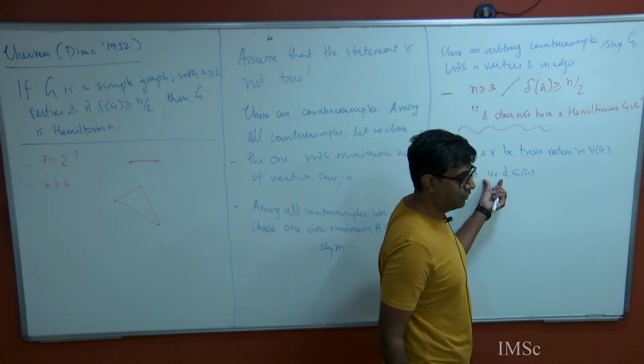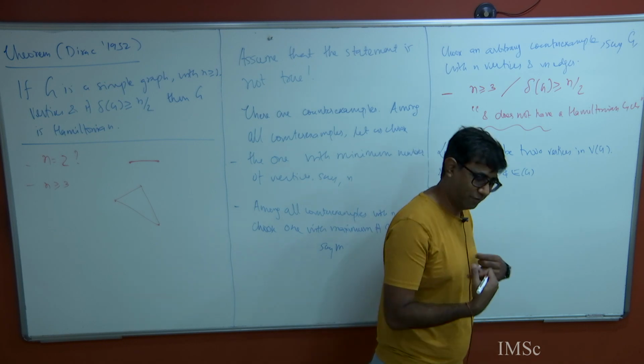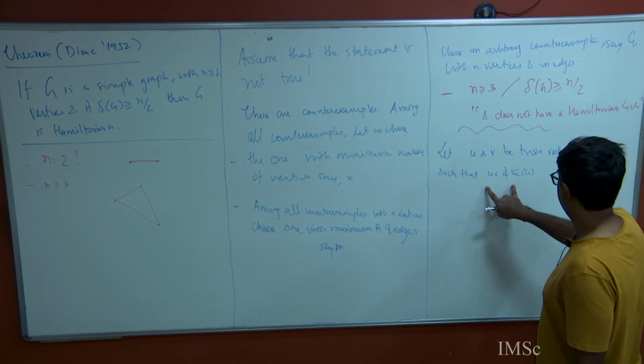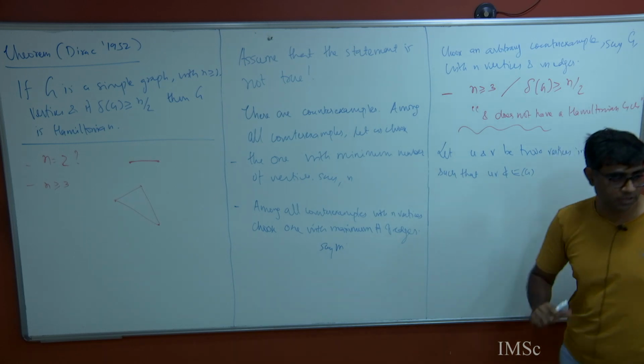Sometimes I write UV, sometimes I write U comma V. For now, let's just assume that they mean the same thing. If it's an undirected graph, it does not matter whether I write UV or VU. But for a directed graph, U comma V and V comma U mean different things, because that means direction. So UV is not an edge.